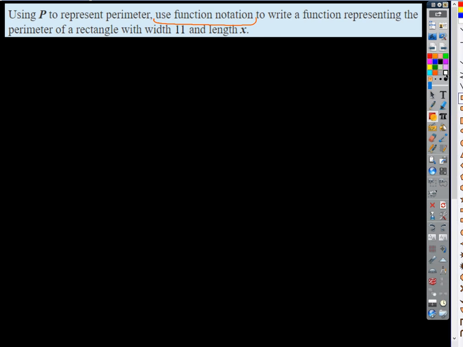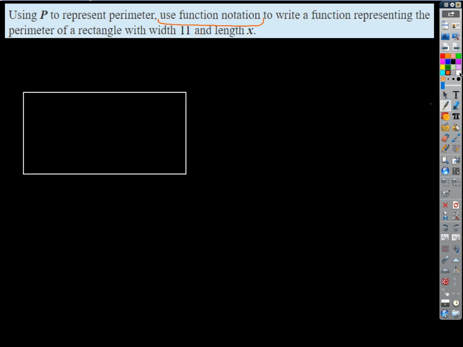So let's start with a rectangle and tell me where to go with this. We want to come up with an expression for perimeter. We're going to write it using function notation. The perimeter of this rectangle. How can I label the rectangle? What goes where? Got a couple choices with this one. Okay, so let's say that's 11, that's X, and we could flip-flop, it doesn't matter. How do we calculate a perimeter? Length times width? No, that's area. Add all sides. Add all sides up.